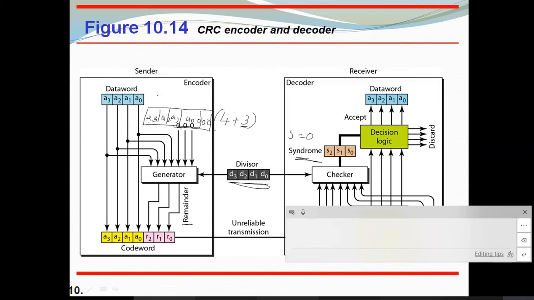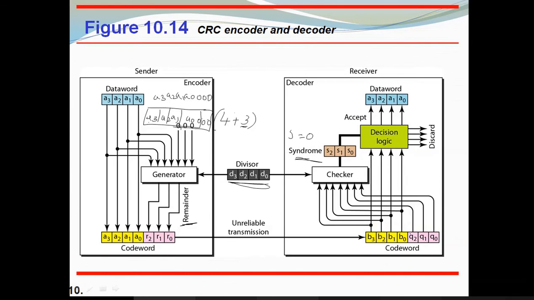So here my augmented data word will be A3, A2, A1, A0, and 3 extra bits 0 0 0 added. This is called the augmented data word. It is sent to the generator. Now the generator is going to consider this as a dividend, and that will be divided by the divisor, and you will get some remainder. That remainder is considered as the extra bits and added to the data. You can just see the lines. It is added to the data of 4 bits and forms the code word, and that is sent to the receiver.